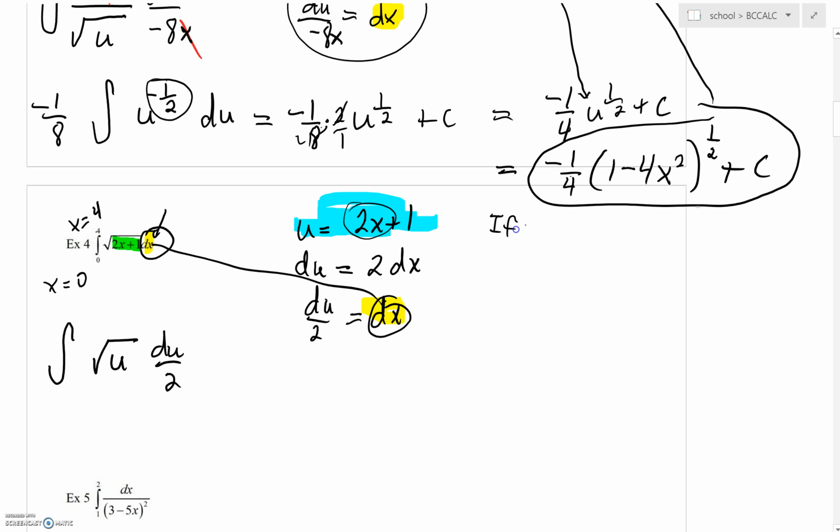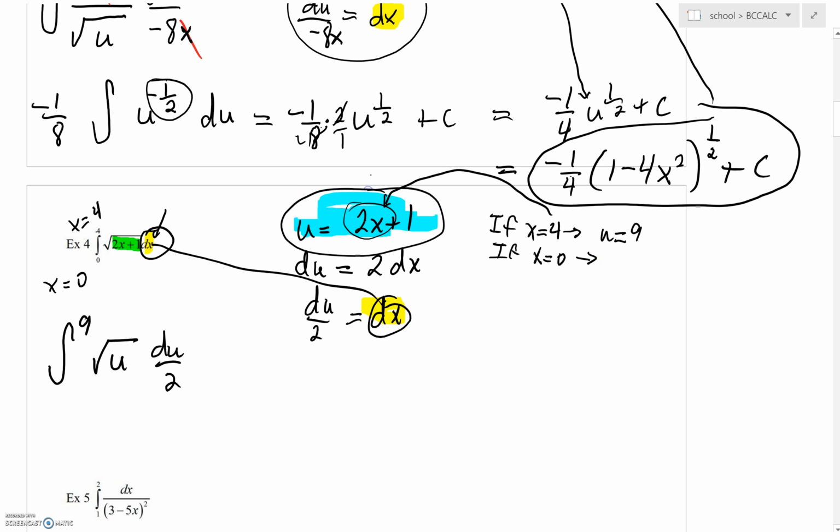If x equaled 4, well, you'd plug that in here. 2 times 4 is 8. 8 plus 1 is 9. You'd get u is equal to 9. What do we know? Our upper bound is actually a 9. Now, if x equaled 0, you come back here in blue. 2 times 0 is 0. 0 plus 1 is 1. So u would equal 1.